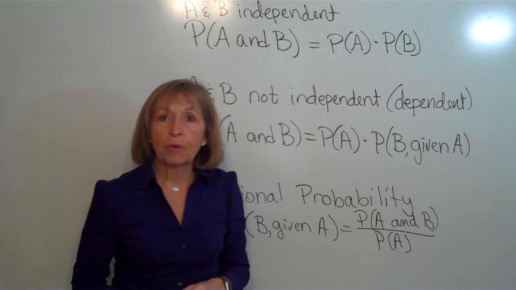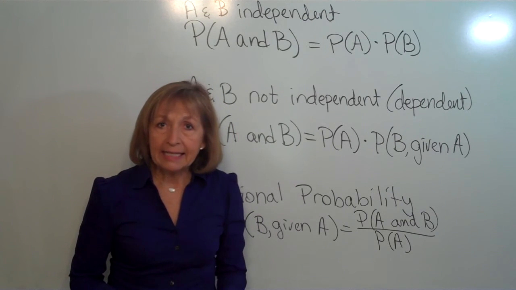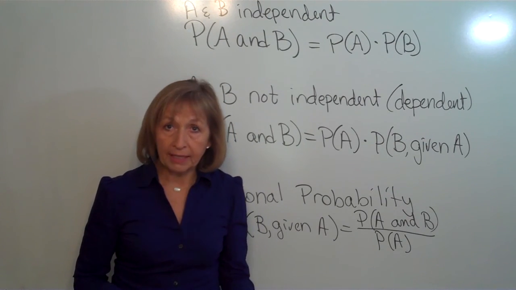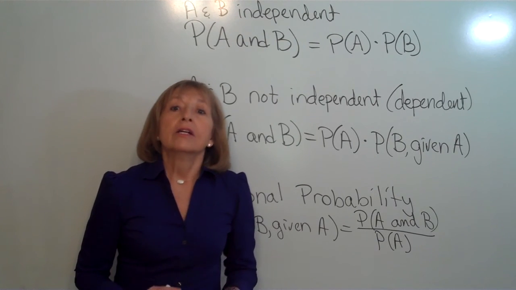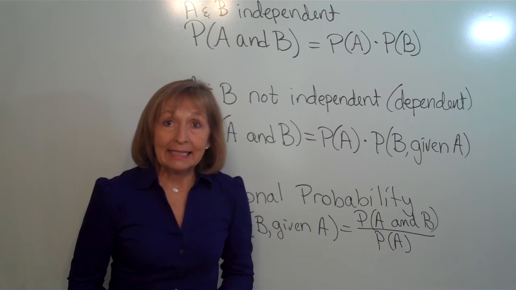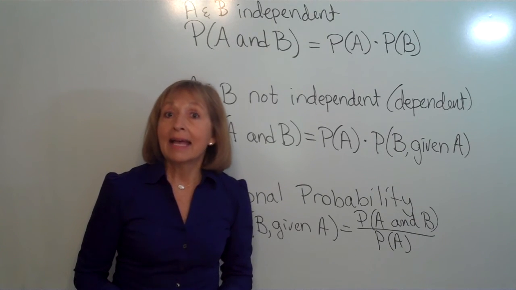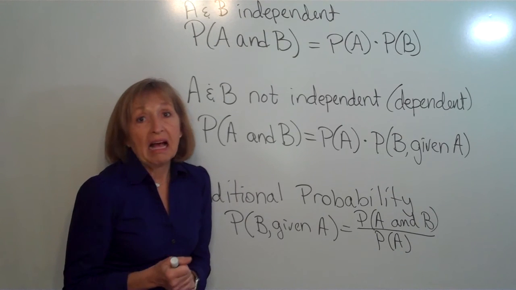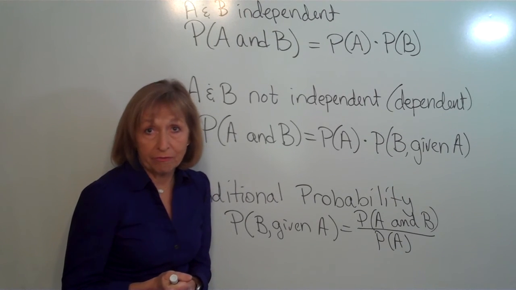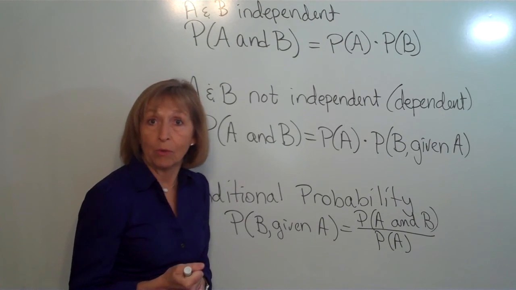So let's say I was going to roll a die and toss a coin, and I was looking at what's the probability of a 2 on my die and heads on my coin. Well, what I get on the die is not going to affect what happens when I flip the coin.